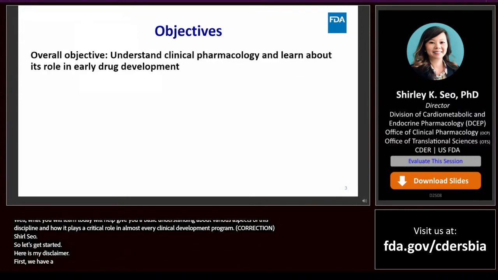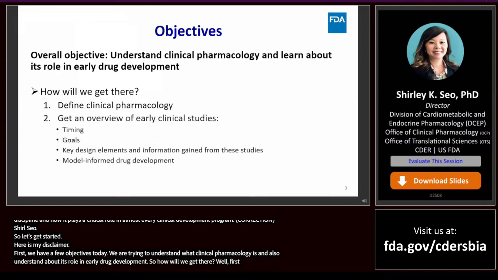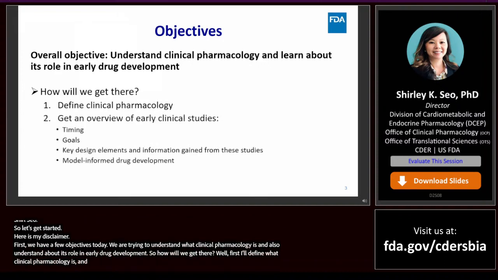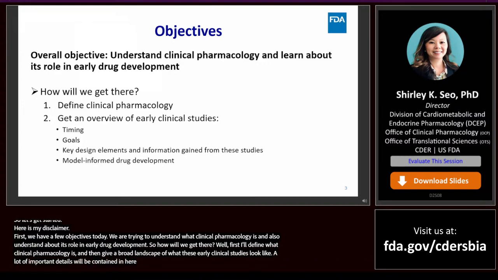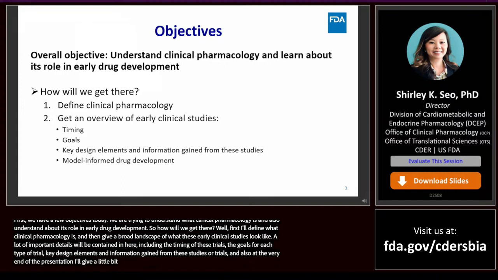First, we have a few objectives today. We are trying to understand what clinical pharmacology is and also understand about its role in early drug development. So how will we get there? Well, first, I'll define what clinical pharmacology is and then give a broad landscape of what these early clinical studies look like. A lot of important details will be contained in here, including the timing of these trials, the goals for each type of trial, key design elements and information gained from these studies or trials, and also at the very end of the presentation, I'll give a little bit of information about model-informed drug development.